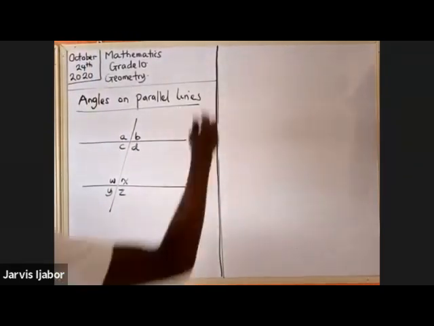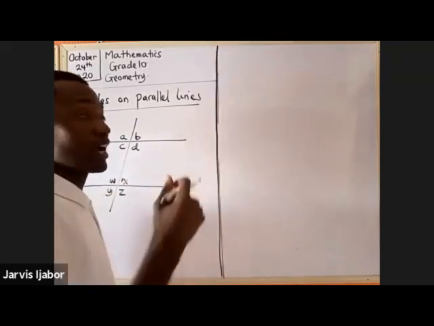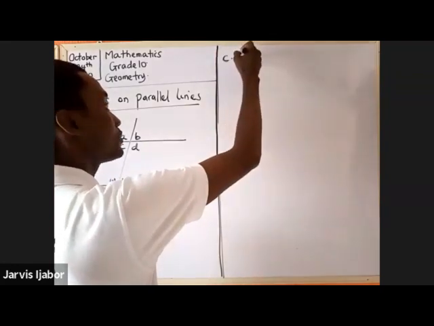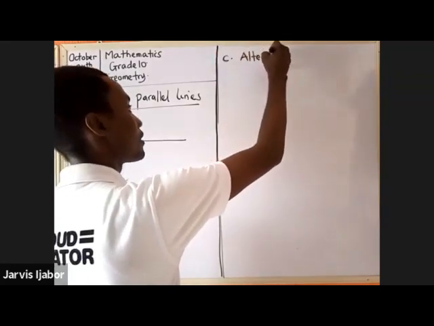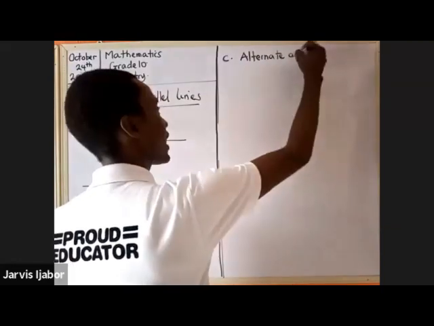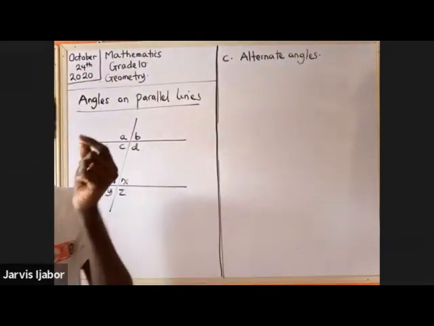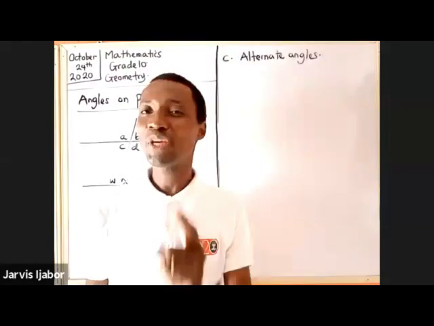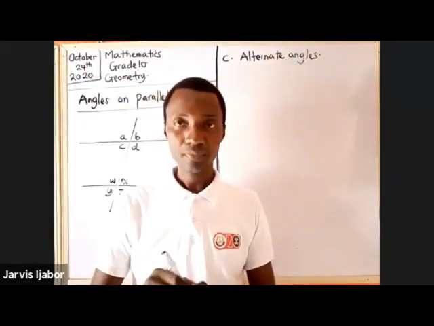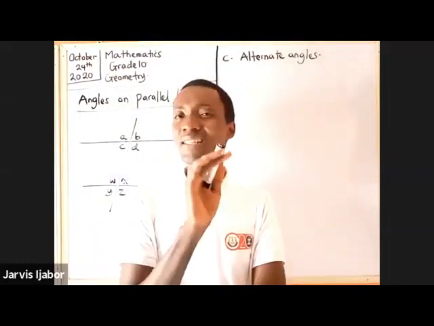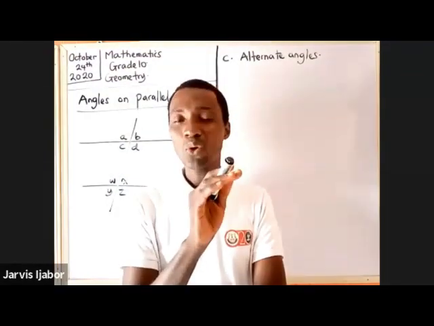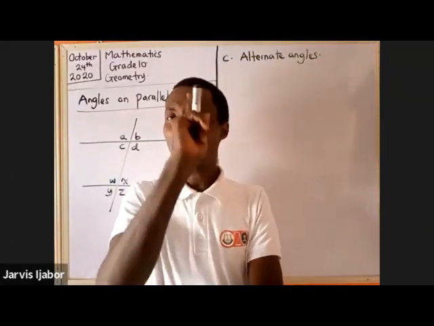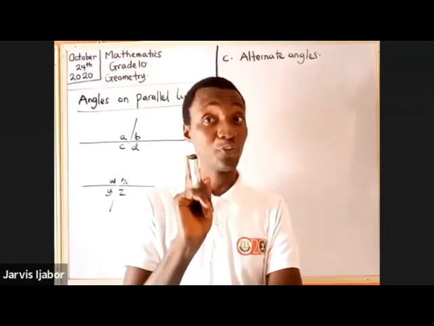Now, the next type of angle we'll consider, we've taken vertically opposite, we've taken angles on a straight line. The next one is what is called alternate angles. Now, alternate angles only apply to parallel lines being cut by a transversal. I come again. Alternate angles are equal only when we are treating parallel lines being cut by a transversal. You really need to be very careful here.